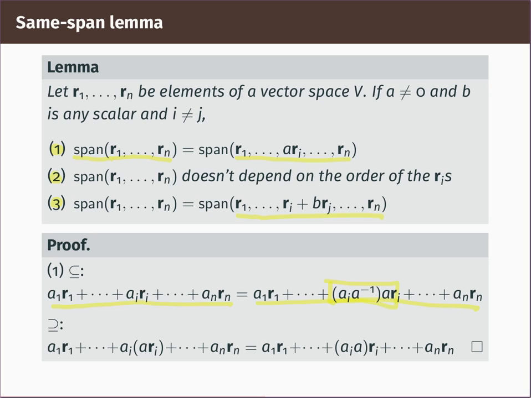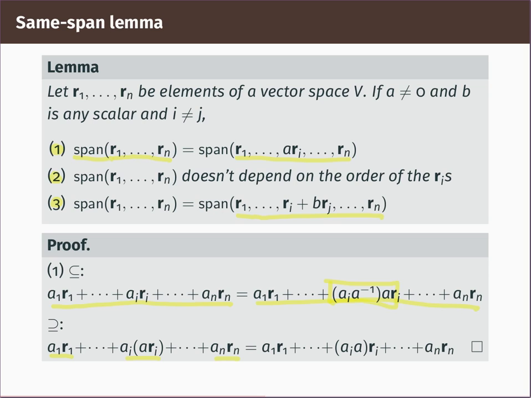For the other containment, let's take an element of the span of R1 up to Ri minus 1, and then a times Ri, and then Ri plus 1 up to Rn. What that looks like is some scalar times R1, plus some scalar times R2, and so on, and then some scalar times a Ri, and so on, and then some scalar times Rn.